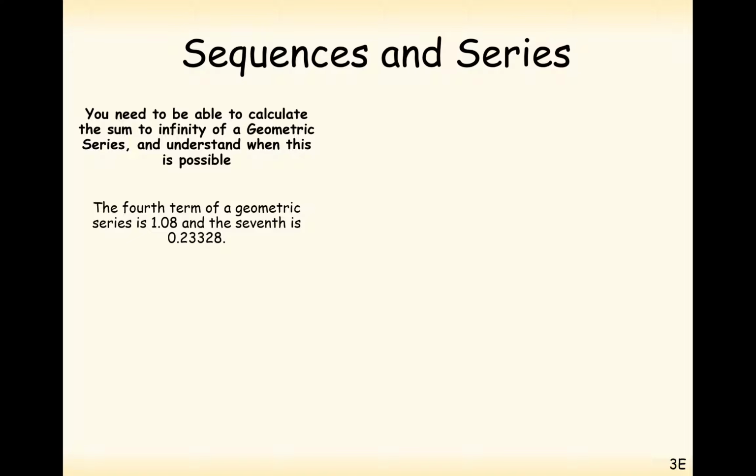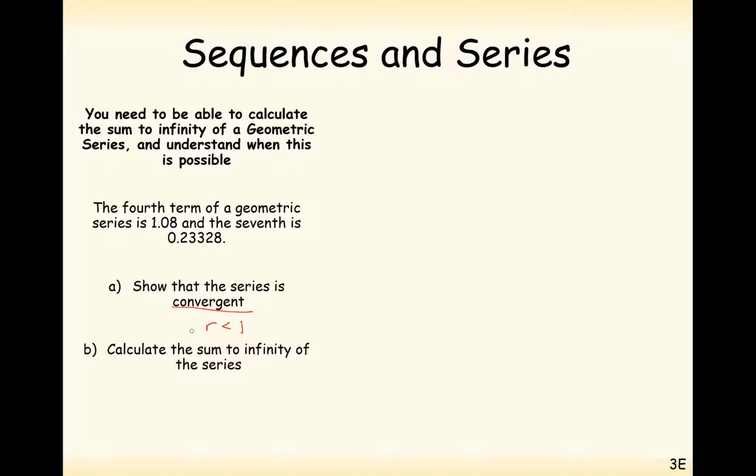Okay, let's have a look at another question here. The fourth term of a geometric series is 1.08. The seventh is 0.23328. Part A: show that the series is convergent. For it to be convergent, we need r to be in between -1 and 1. And for part B, calculate the sum of the infinite series.